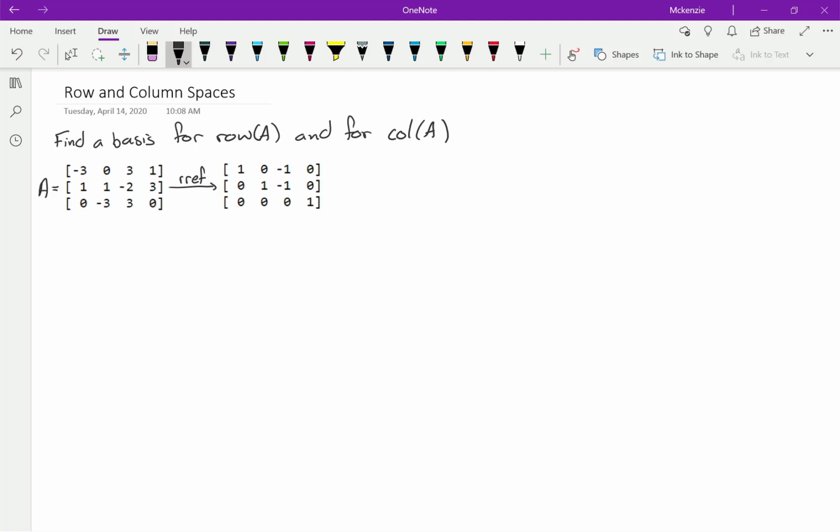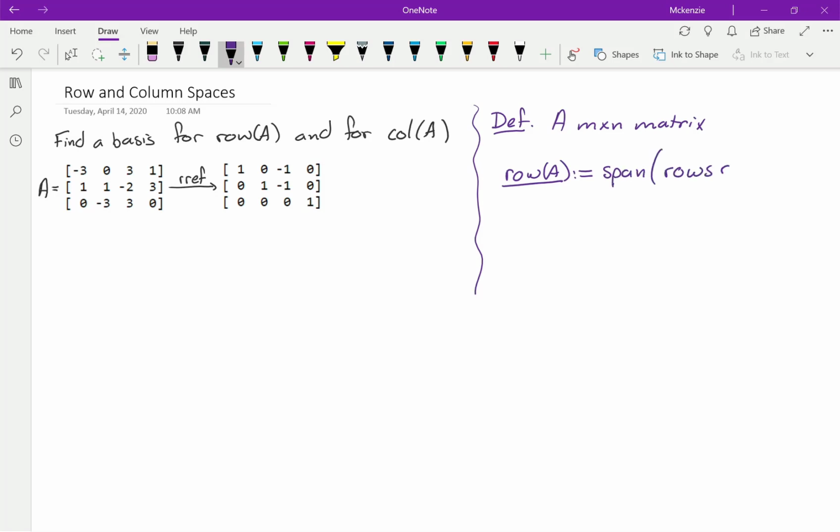Hello, welcome back. Let's go ahead and take a look at row and column spaces of a matrix. Before we get started with this example, I want to write down the definition of these things. So A is an m by n matrix. Formally, the row space of A is defined to equal the span of the rows of A. Every row has n entries, how many columns there are, so this is a subspace of R^n.